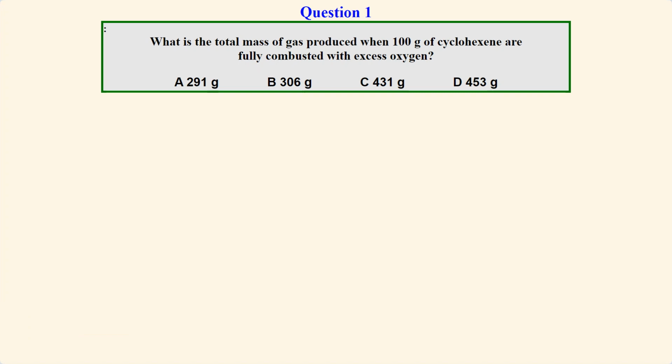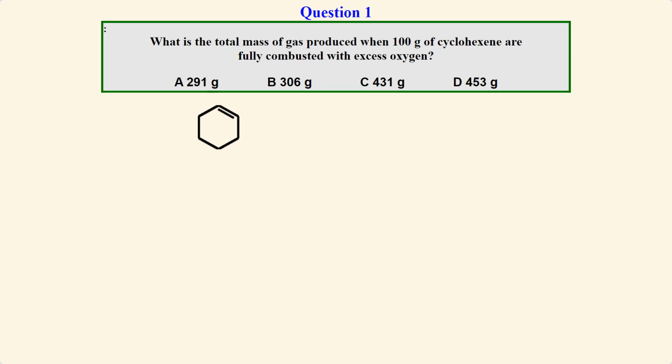So let's begin. So question 1, what is the total mass of gas produced when 100 grams of cyclohexene are fully combusted with excess oxygen? Now, to answer these questions, first of all we need to look at the reactant that we have. So in this case it's cyclohexene, and we need to write down the molecular formula.